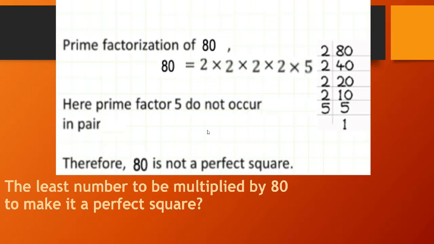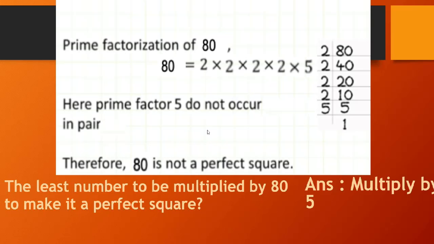Can you try to guess it or think about it? You can write your answers in the comment. The answer is 5. If we multiply 80 by 5, you get a perfect square.